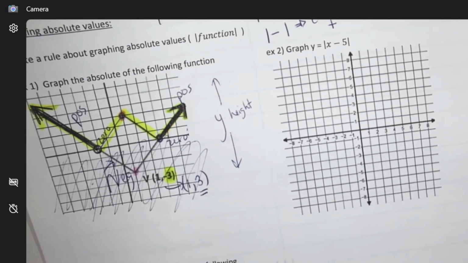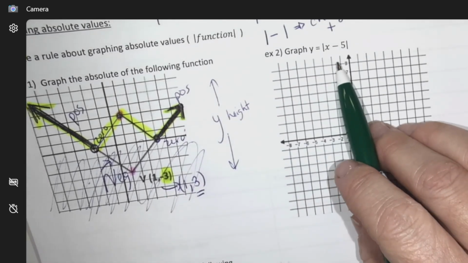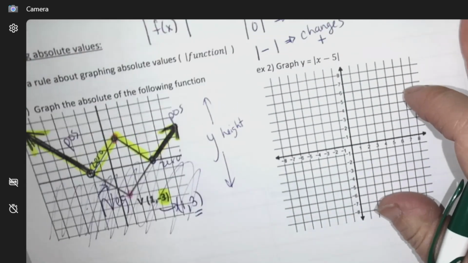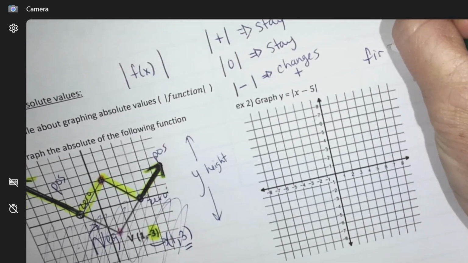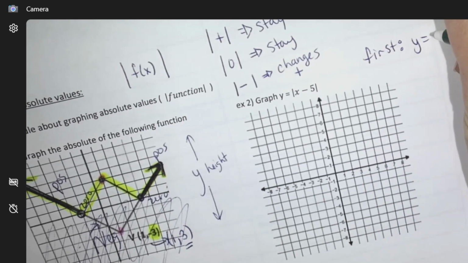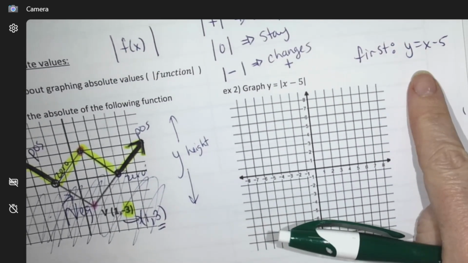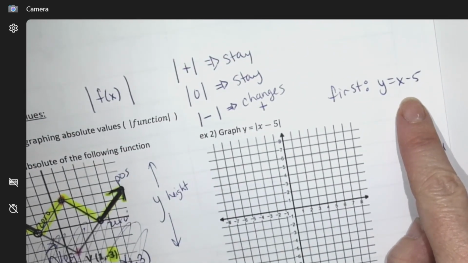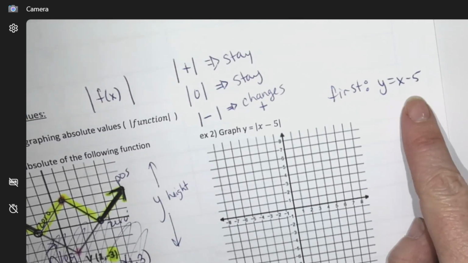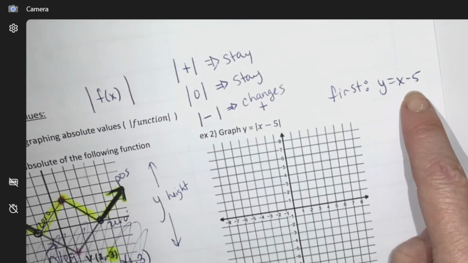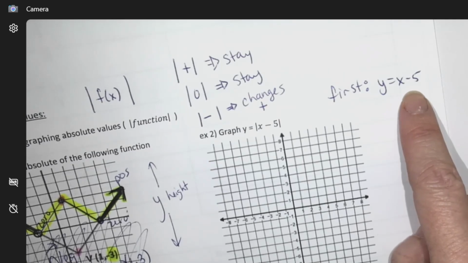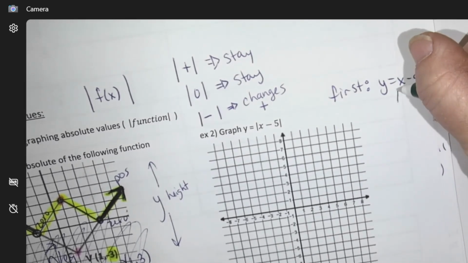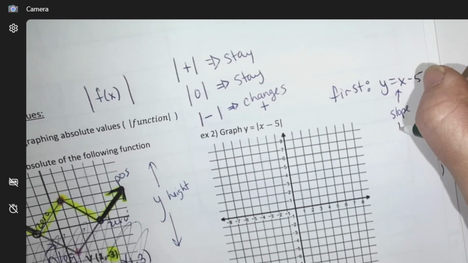Okay, next, y equals the absolute value of x minus 5. Well, first, how in the world do you do this? Grade 10. A whole entire unit about graphing this. What is the shape of this? A line. What kinds of two properties do you know about this line? Slope of 1.